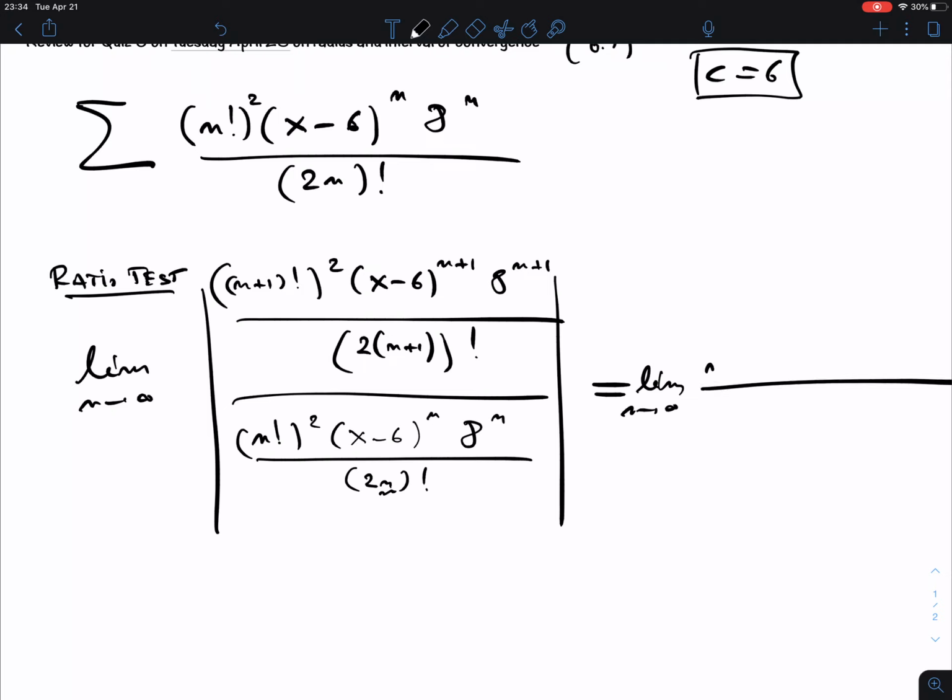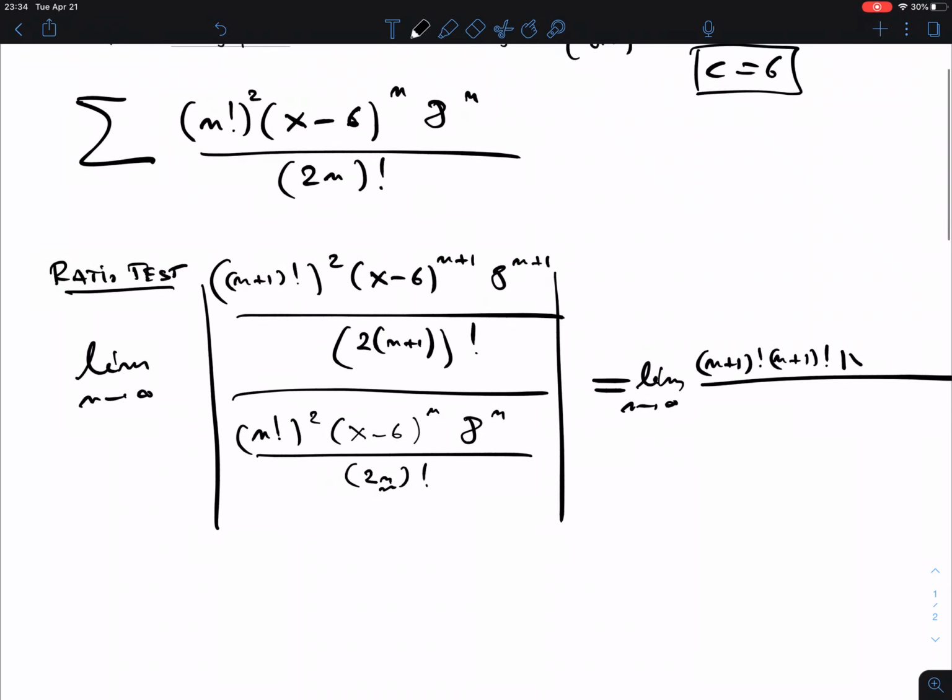On top we have this (n plus 1) factorial squared. This might not be immediately clear, but with factorials, it's better to just write it as one times another. Often we don't do that with squares, but this one, it's better. So then we have x minus 6 to the power n plus 1. I'm going to run out of space. Okay, I'm going to start over here.